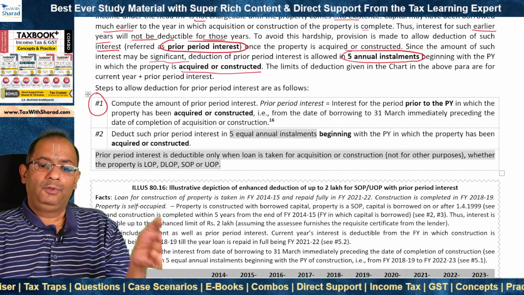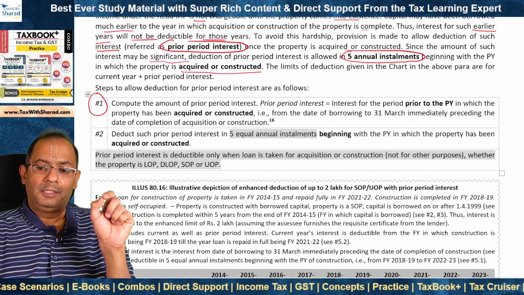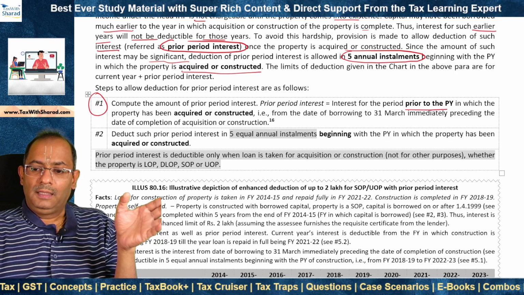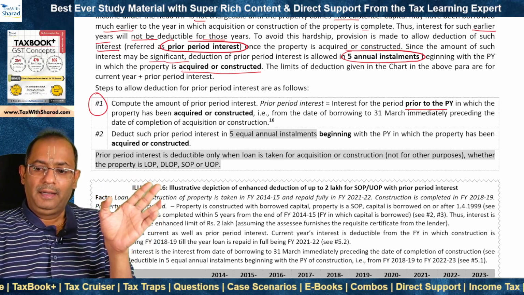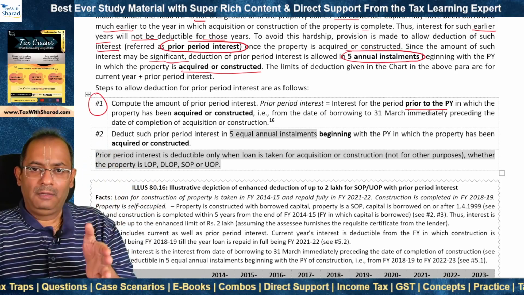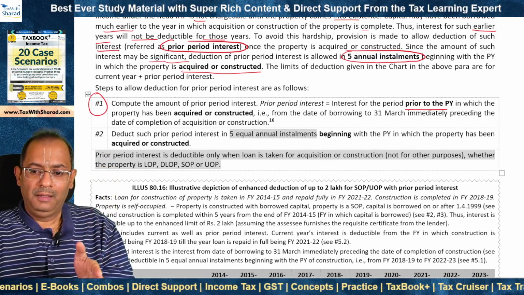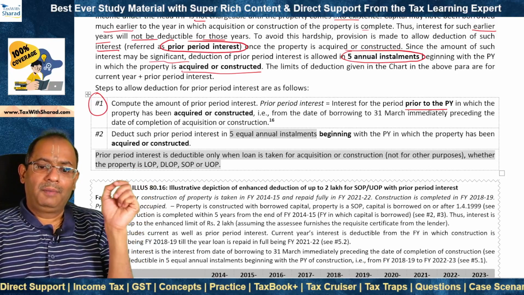First, we need to compute the amount of prior period interest. And prior period interest is what? Interest for the period prior to the previous year in which the property has been acquired or constructed, right? The previous year in which the property is acquired or constructed is the first previous year from which the income starts getting charged under the head IHP. Prior to this previous year is the prior period.